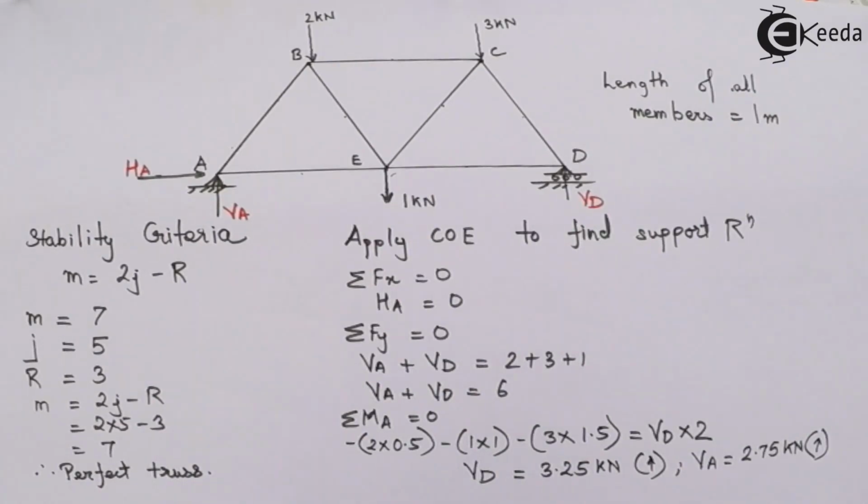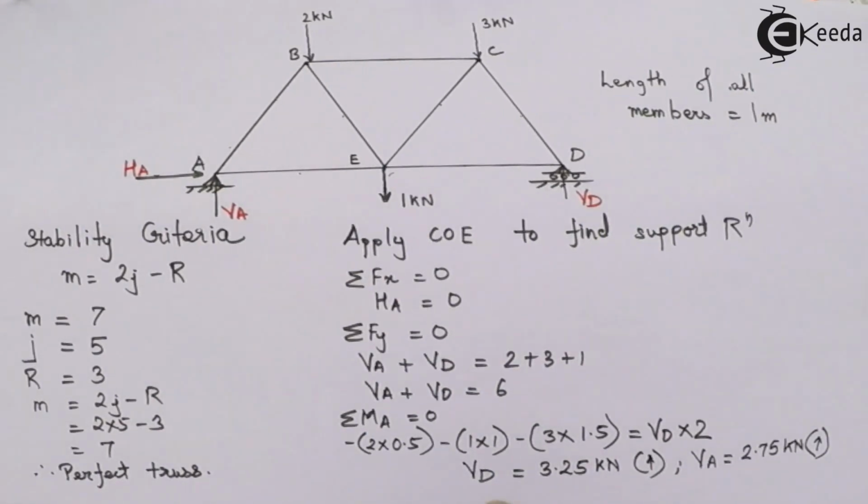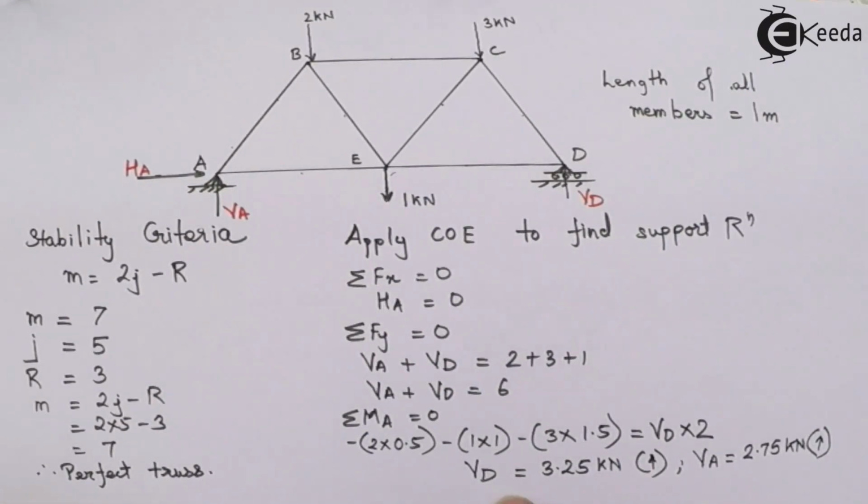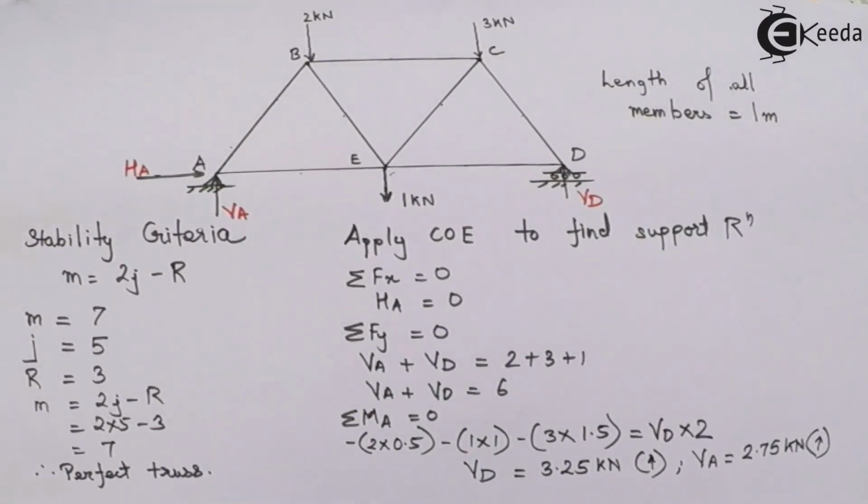Now we have got the support reactions. The vertical support reaction at D is 3.25 kilonewton in the upward direction. Then the vertical reaction at A is again in the upward direction, and that is 2.75 kilonewtons. There is no horizontal force, so the horizontal reaction HA will be 0. Now the next thing that we have to do is find out the forces in each member.